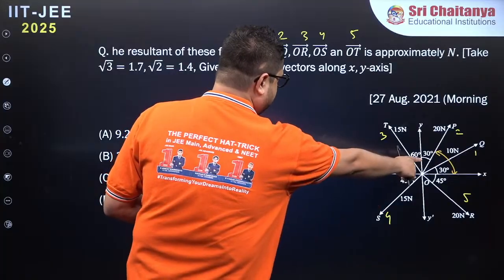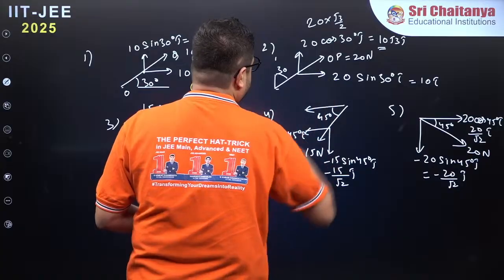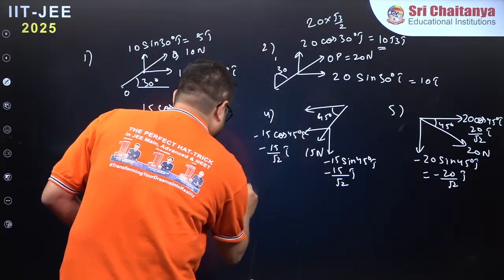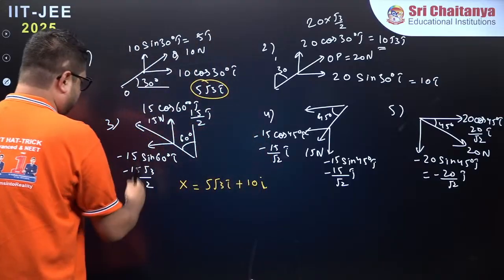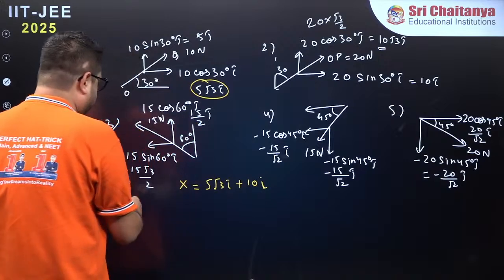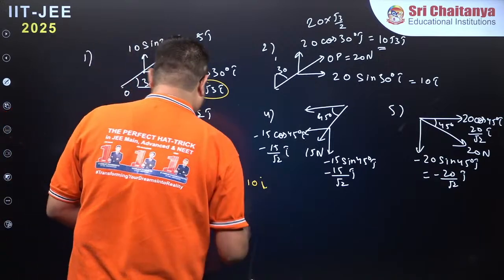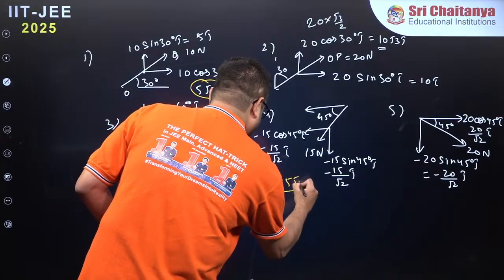So we were getting it as, you can see, 20 sin 30 i cap, and this was 20 cos 30 j cap. So I will write it down as plus 10 i cap, isn't it? Now we are moving to the third vector, which was making some angle 60 degree with the vertical, and the horizontal component was 15 sin 60, that was minus of 15 by root 3 by 2, isn't it?